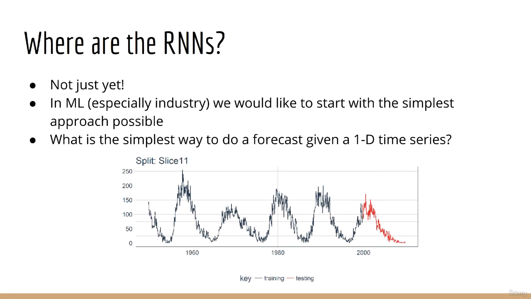Now you might recognize that this section is all about RNNs, recurrent neural networks. So where are the RNNs? Well, we are not there yet. A common approach in machine learning, especially in the industry, is to do the simplest thing possible. Don't throw an RNN at a problem if there is a simpler method available. So my question for you now is, what is the simplest way to do a forecast given a single, one-dimensional time series?